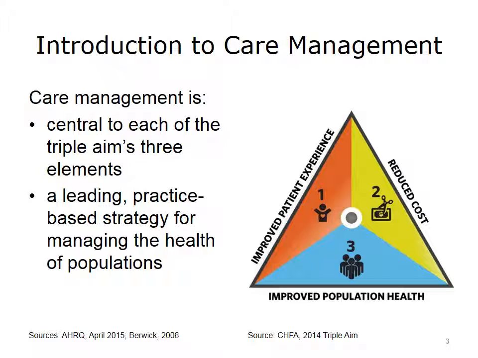Care management has emerged as a leading practice for managing the health of a defined population, which is central to each of the triple aim's three elements. Unlike case management, which tends to be disease-centric and administered by health plans, care management works toward appropriately intervening with all patients in a given population to reduce health risks and decrease the cost of care.